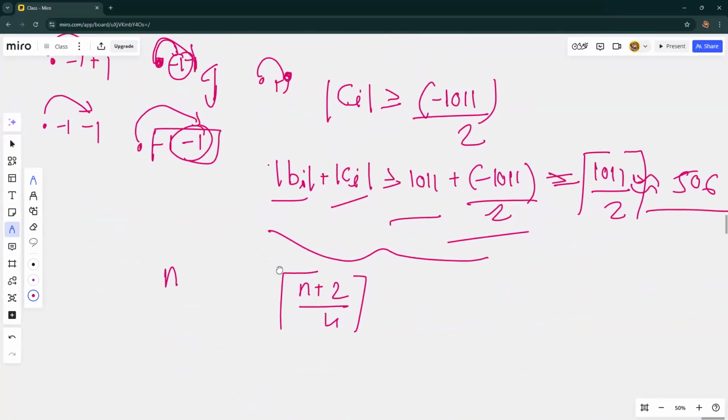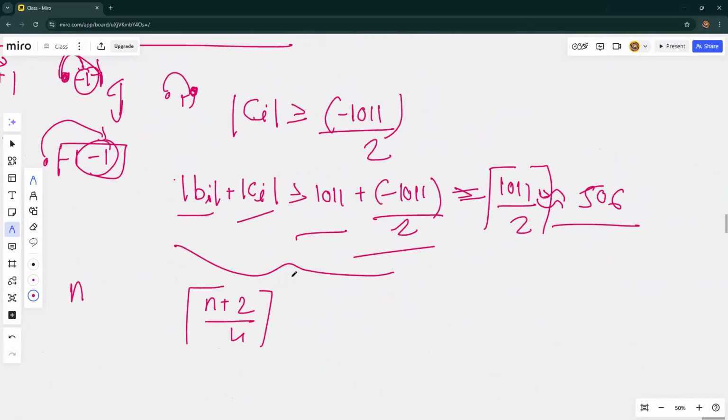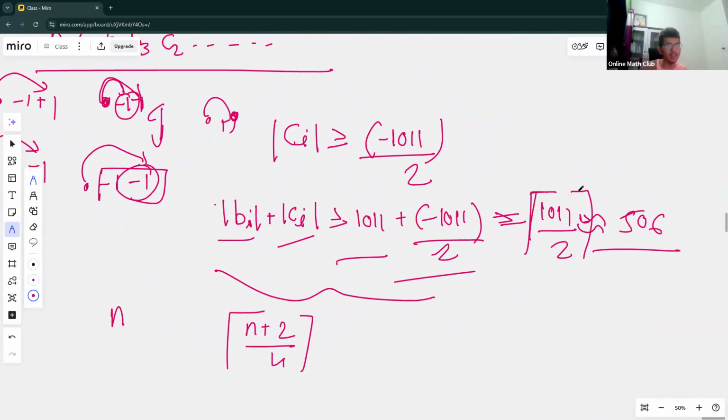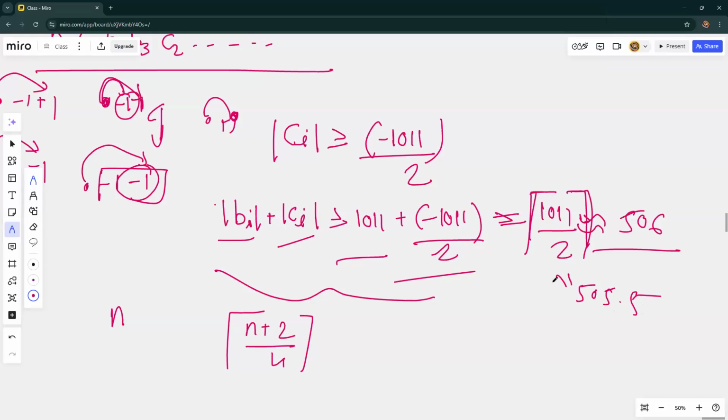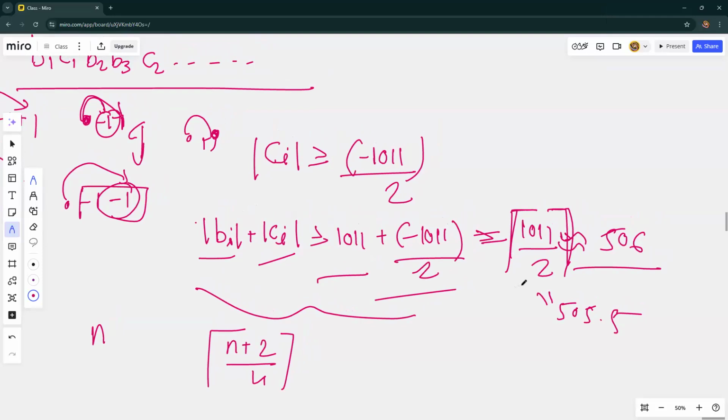In the last step, why did we take the ceiling instead of the floor? Because we don't know if we would be able to remove all of them. We take the ceiling. This is equal to 505.5, no? But what if we aren't able to remove 506 minus ones? What if you're only able to remove 505 minus ones?